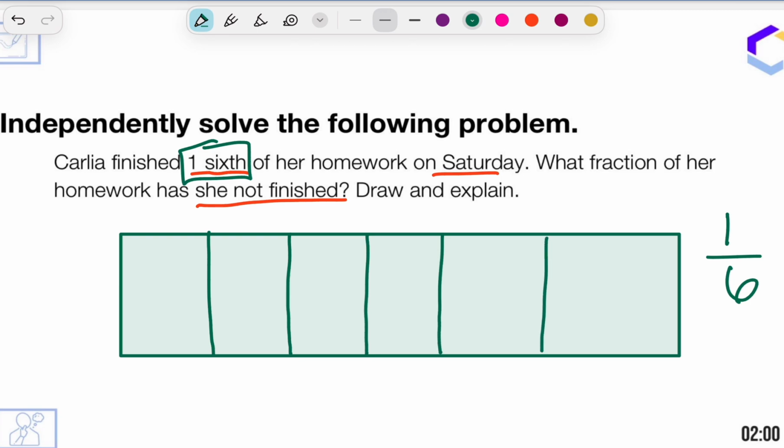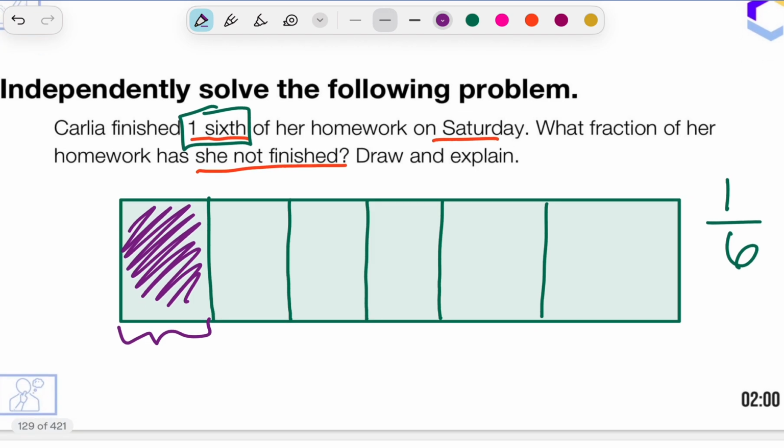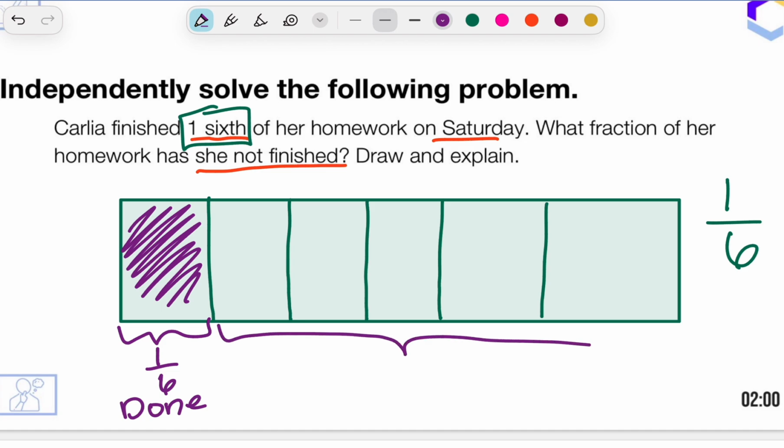Okay? I'm going to shade in what she finished. So this is what she finished. How many of the sixths did she finish? She finished 1/6 of it. But how many did she not finish here? So I'm going to bracket this off to say that she did not finish 5 out of the 6 that she needed to finish. And if I count that, I know that this is 1/6, 1/6, 1/6, 1/6, 1/6, and 1/6. And if I count those 1, 2, 3, 4, 5, I can see that out of the 6 whole, 5 of those are not shaded and only 1 is shaded.